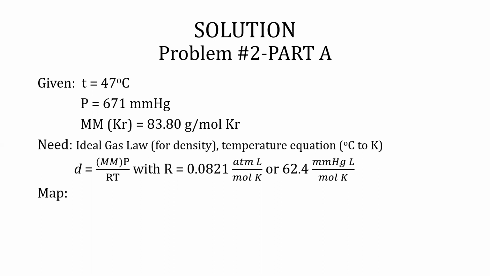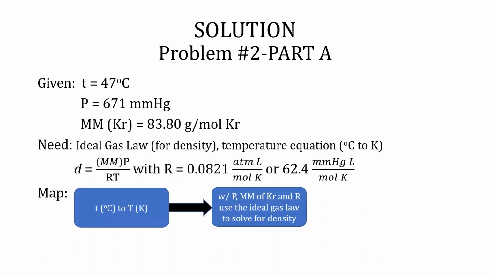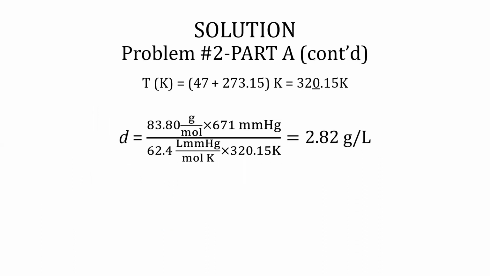The map is to first convert the temperature from Celsius to Kelvin, followed by using P, MM of Kr, and R. Use the ideal gas law to solve for density. First, the temperature in Kelvin is 320.15 K. After plugging in the values in the density equation, density is 2.82 g per L.